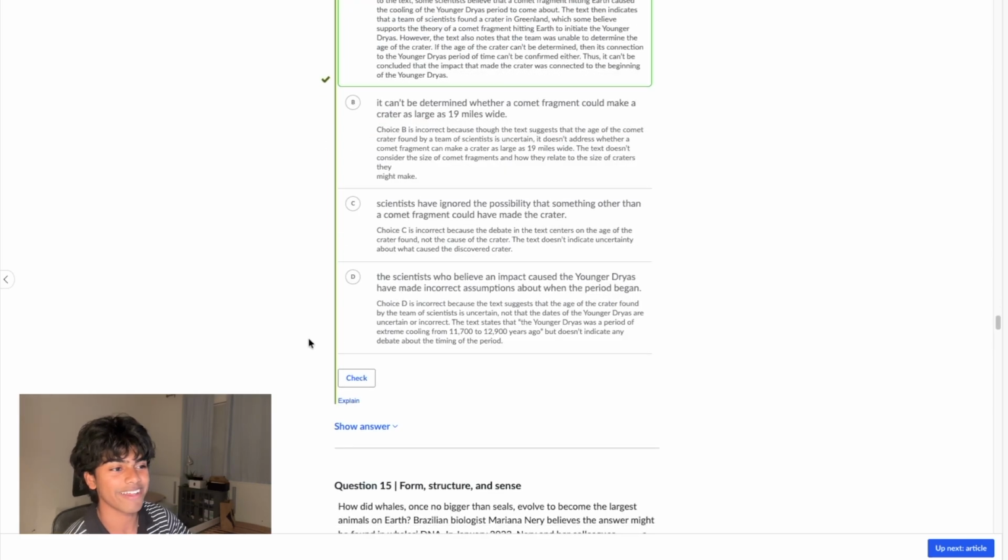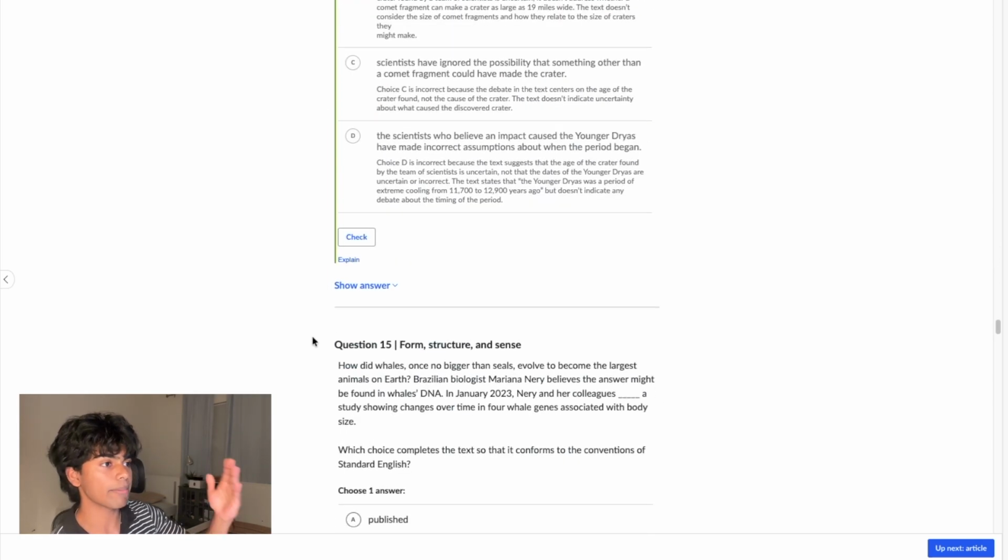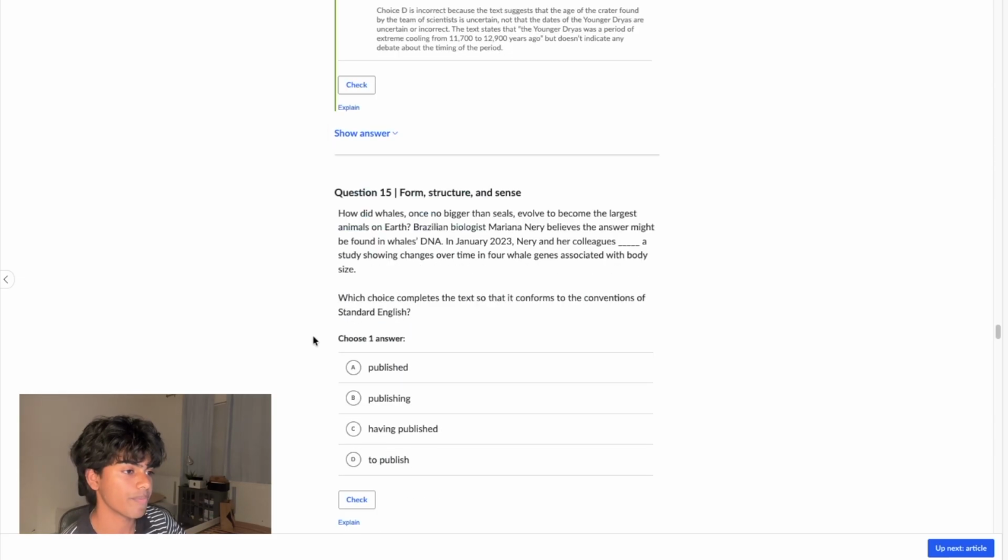There we go. Okay, so again, you're trying to prove the other ones wrong, not necessarily prove that yours is right. We'll see this more later because a lot of this stuff has to do with three wrong, one right.